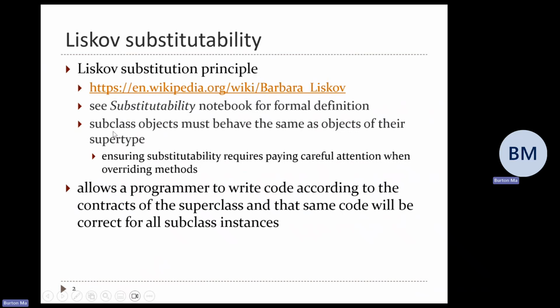If you do ensure that your subclass objects behave the same as objects of the supertype, then that is what allows programmers to write code according to the contracts of the superclass, and the same code is also correct for all subclass objects. You can write code using only the methods or contracts from your superclass, and anybody else can come along later, make a subclass, and call your code, and everything should work the way it's supposed to, as long as you've paid attention to ensure that Liskov substitutability applies.